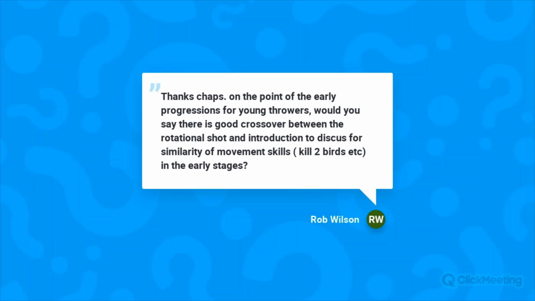Okay, so question from Rob. On the point of the earlier progressions for young athletes, would you say there's a good crossover between rotational shot and introduction to discus for similar movement skills? So can we kill two birds with one stone by putting rotational shot put and discus work in together?